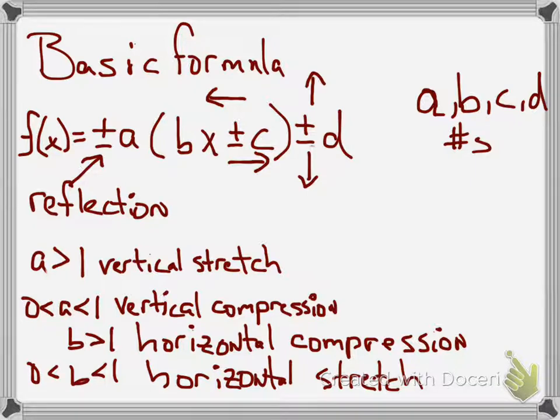Now C, notice it's inside the parentheses with the x. A plus tells me to go to the left, and a minus tells me to go to the right. So you kind of have to think opposite there. The B and the C are in the parentheses, so you always have to think that they're opposite. Now on the outside we have a D. A plus means I'm going to move up, and a minus means I'm going to move it down. So what does this all mean? How does this all translate?